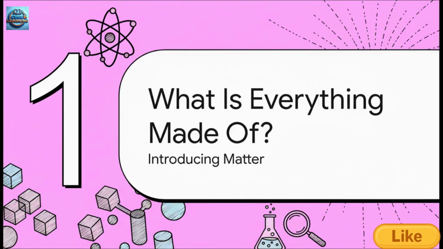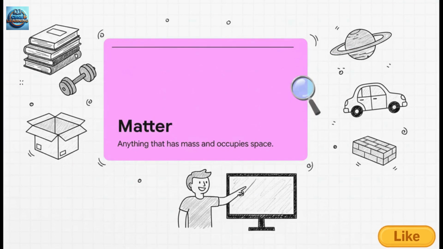Our very first stop is to define this one big idea that covers literally everything. And that idea is matter. And the definition is so simple. Matter is just anything that has mass, that's just the amount of stuff in it, and takes up space. That's it. If you can weigh it and it has a size, it's matter. So you're matter. The screen you're looking at, yep, matter. It's all matter.